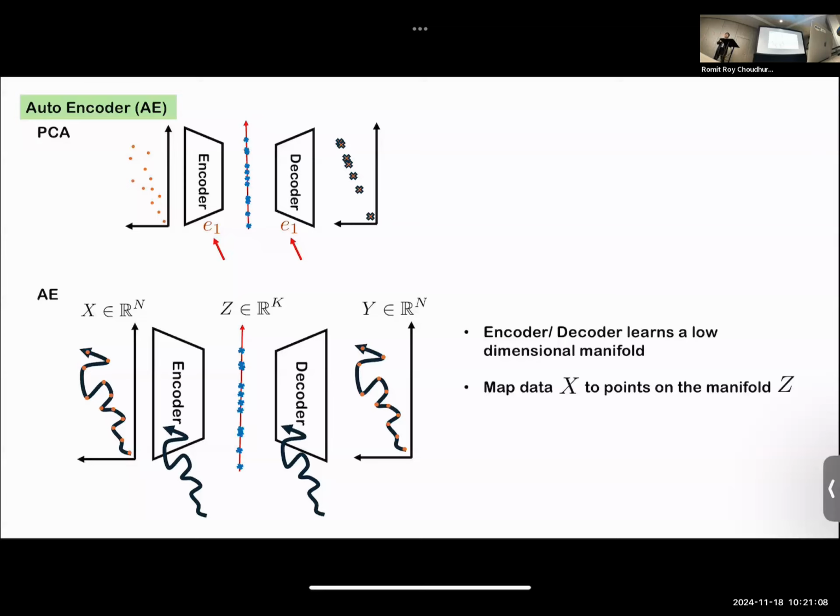Questions? Yes. Basically, you have a parameterized curve. The parameters are the latent space, and the function of the curve itself is determined by the decoder. Exactly, exactly.